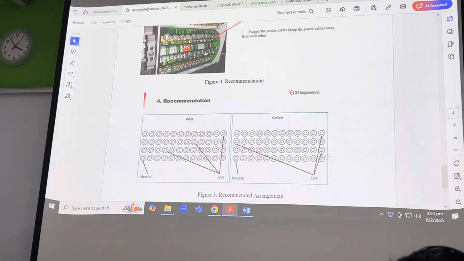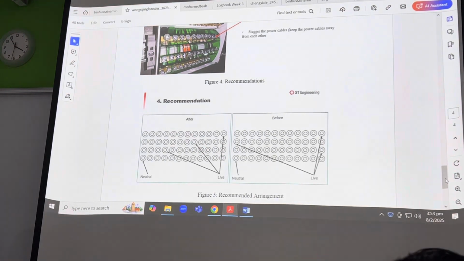Previously it was too close to each other in the same column, which caused the arcing. So they tried to spread out so that it will cause little arcing. But whether it worked or not, we don't know. But this was one of the suggestions. Right? So it's just using some common sense plus some engineering principle to rectify the problem.